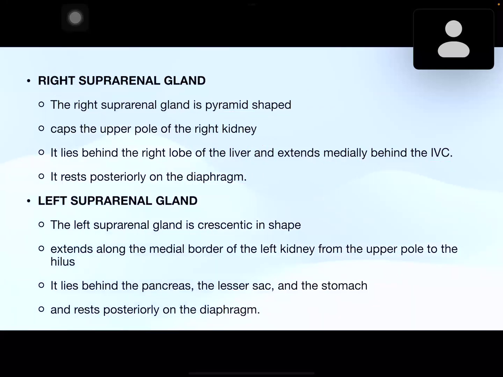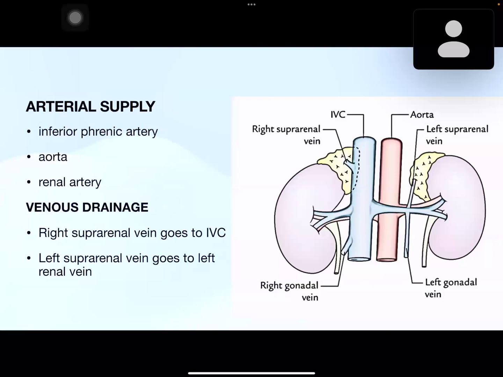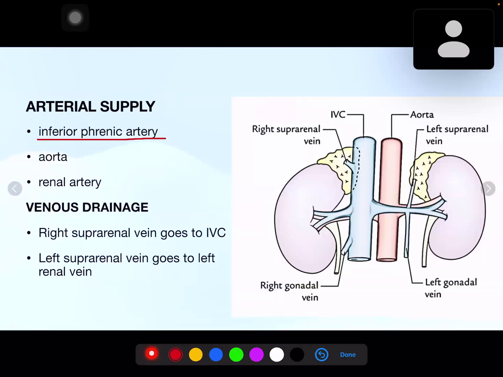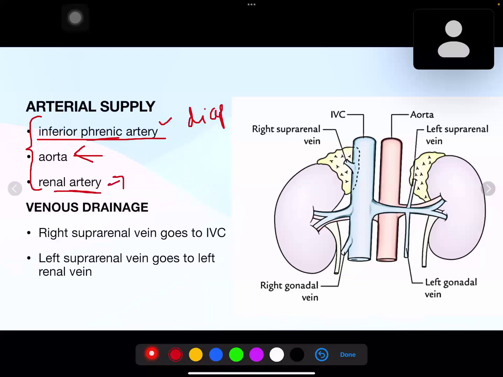Okay, so arterial supply now. There are three arteries. Superior would be the inferior phrenic artery from the diaphragm, okay? And then direct branches from the aorta. And then the renal artery is also giving branches to the adrenal gland. Now, there is no specific name like suprarenal artery. There is no direct name for the arteries. So they have branches from the inferior phrenic, aorta, and renal artery.